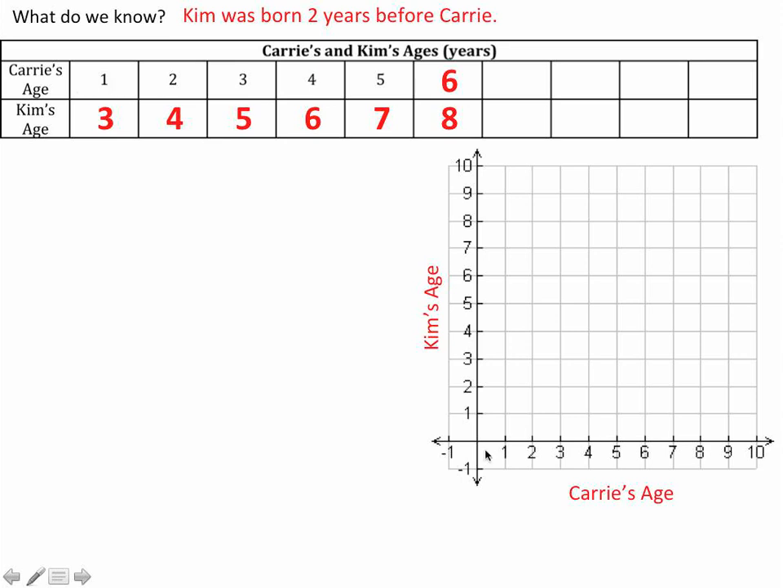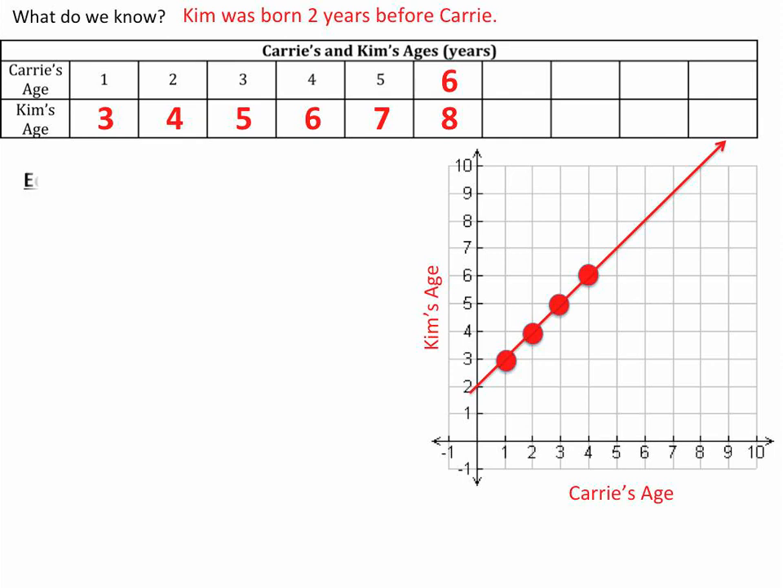Anytime I plot a point, just look and see where your axes are. So Carrie's age is on the bottom. So she's 1, Kim is 3. So 1, 3 would be my first point, which would be right there. My next point: Carrie's 2, Kim's 4. 2, 4. 3, 5. 4, 6. 5, 7. And you can keep going forever and ever, and you would see that this line would represent those dots. This is what we call a linear equation because it can be represented with a line.